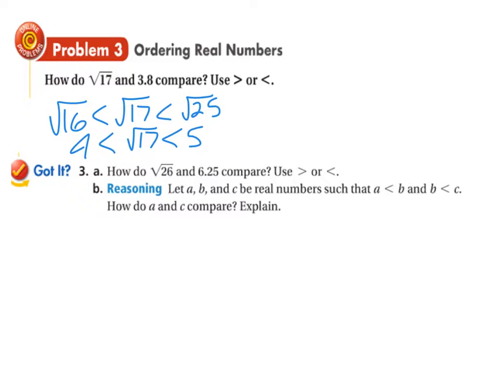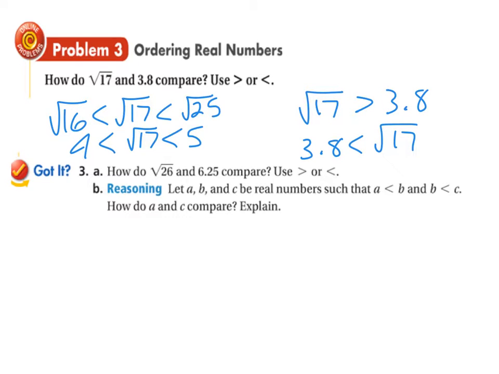and I can actually tell even closer that it's going to be quite a bit closer to 4 than to 5. But still, it's over 4, which 3.8 is less than. So the square root of 17 would be greater than 3.8. If you wanted to, you could write that as 3.8 is less than the square root of 17.